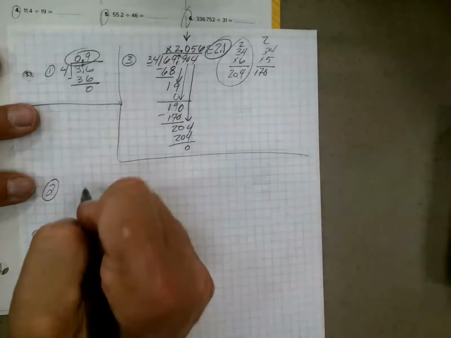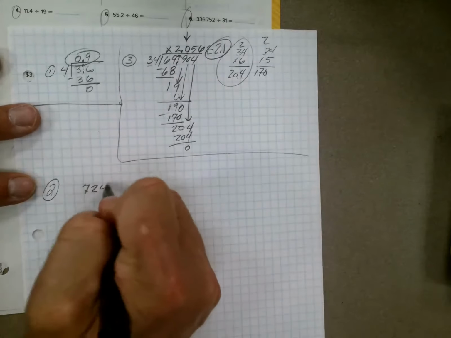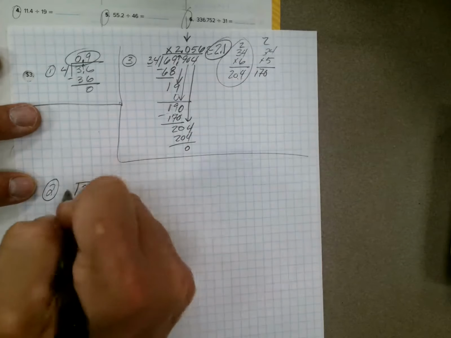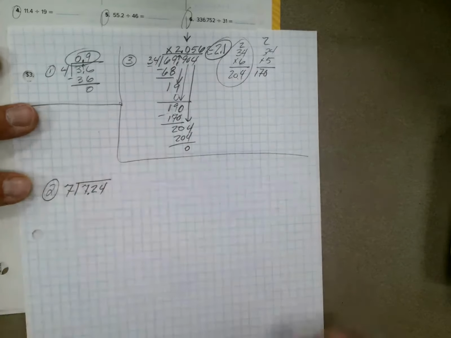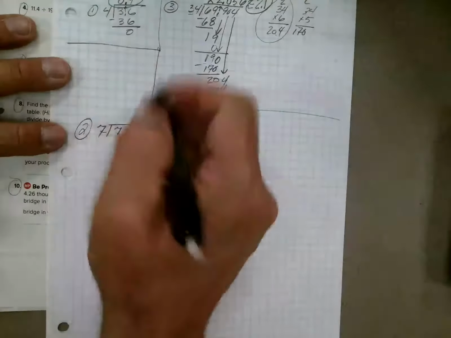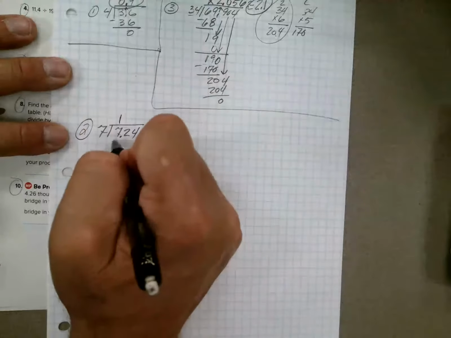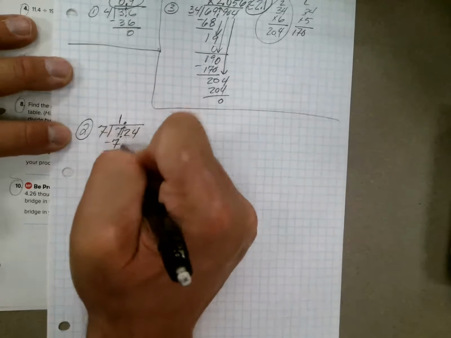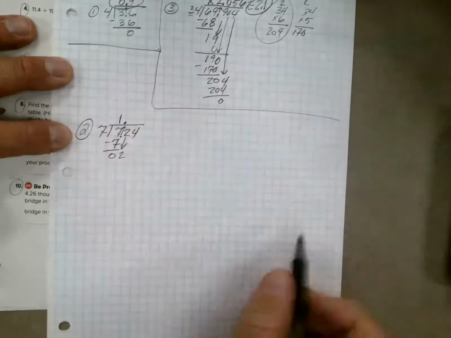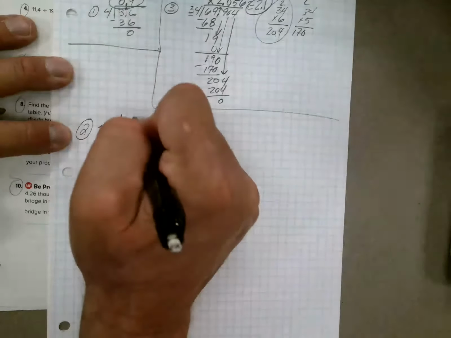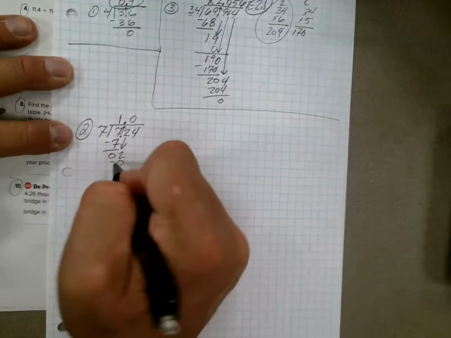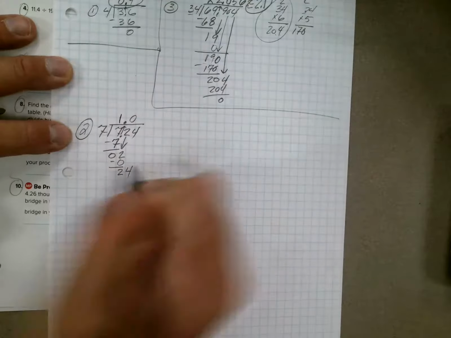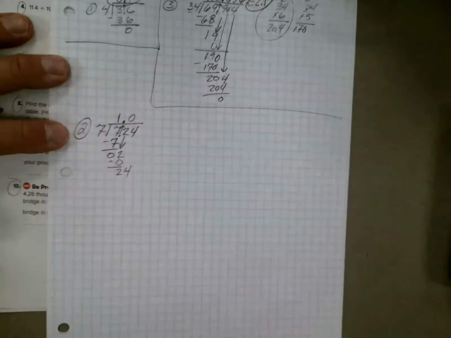So 7 and 24 hundredths divided by 7, right? Divided by 7. 7 goes into 7 once. That is 7. Subtract and get 0. There's my decimal. Take it up. Bring my 2 down. 7 into 2 doesn't go. 0 times 7 is 0. Subtract and get 2. Bring the 4 down.